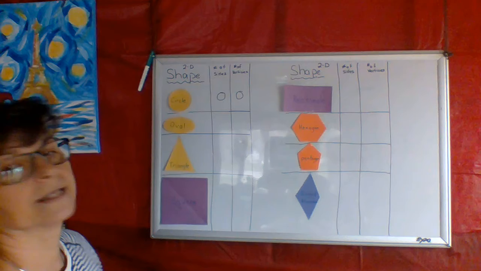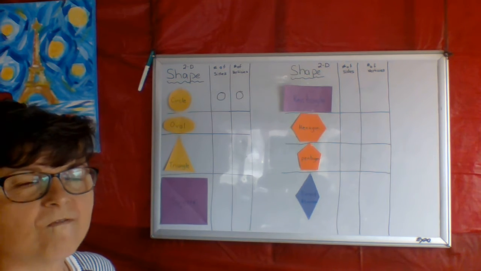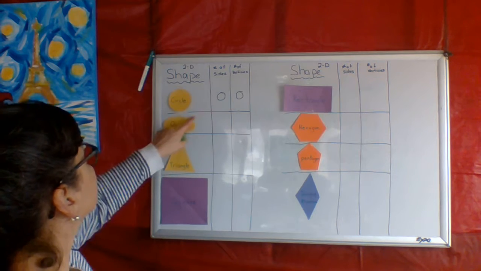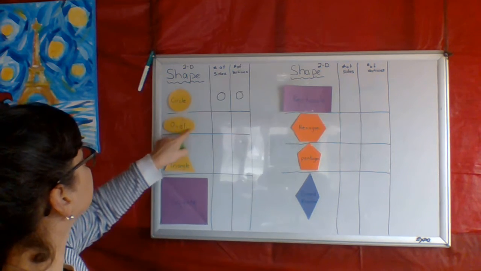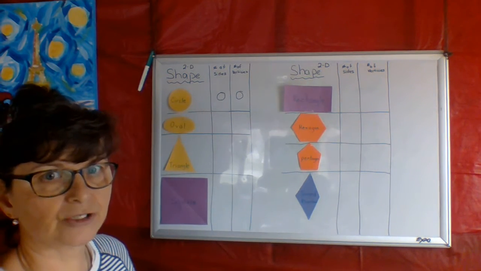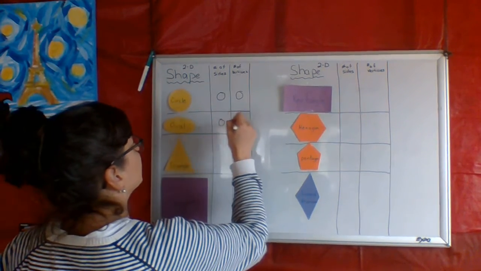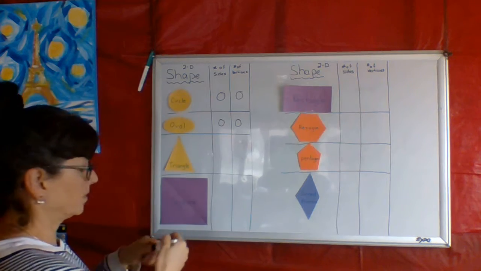Okay, next one. It starts with an O. Oval. You got it. So our oval, it's like our circle. There are no sides and no vertices. So 0, 0.